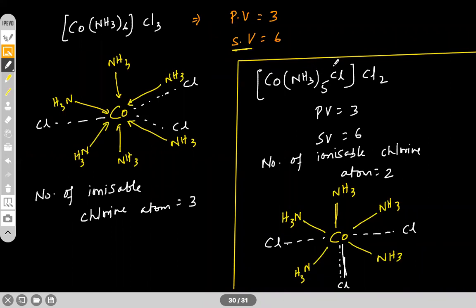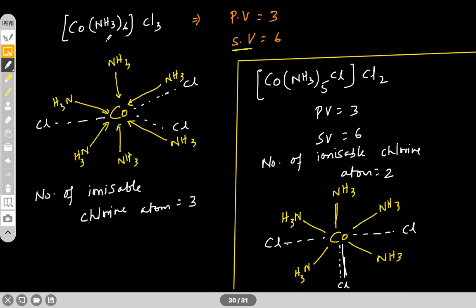So the molar conductivity will be maximum for this one, then this one, and then we can go for the other. Did you get my point? So you count the number of ions, and according to that you can compare the molar conductivity.